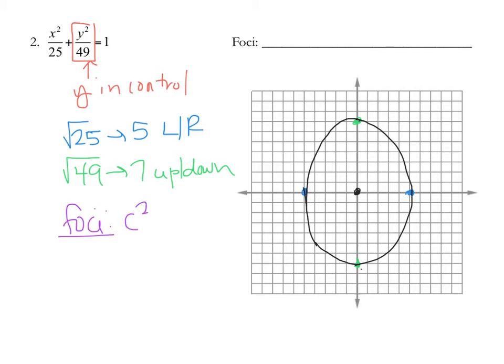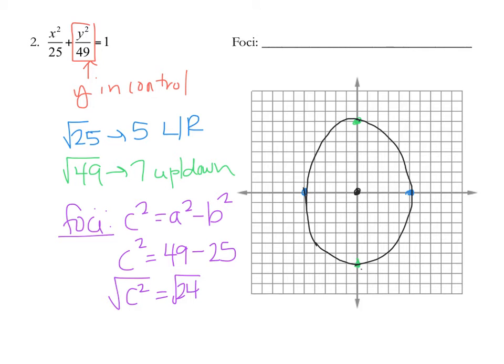And then we have to find the coordinates for the foci. Again, it's just a formula. It's c squared equals a squared minus b squared. Always make sure you're putting the bigger number first as a squared. So it's going to be 49 minus 25. We get c squared is equal to 24. And take the square root. So then c is going to equal 2 radical 6.